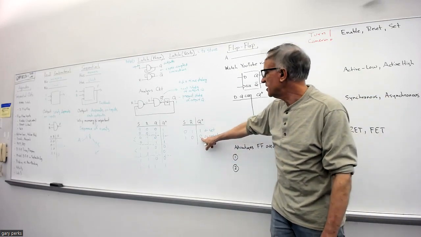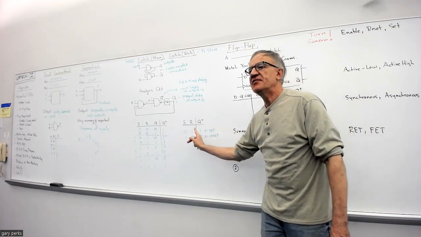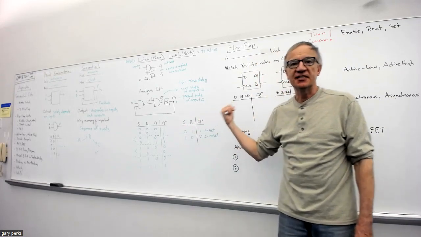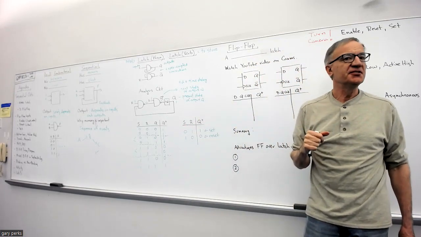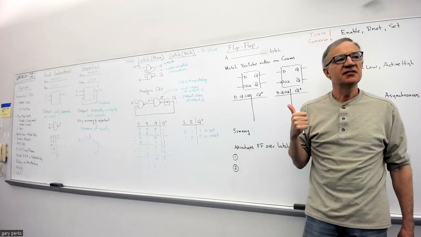And it's the same reasoning. Reset means next state of Q is 0. Again, it doesn't have anything to do with what the inputs are. It just so happens these are the inputs you need for a NAND latch to get the next state equals 0. Okay, so everybody good up to this point?